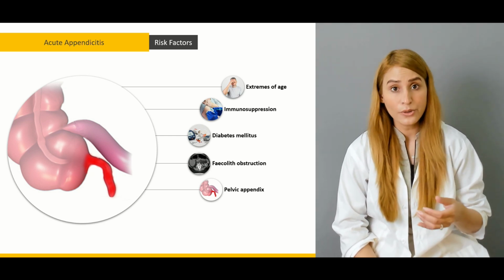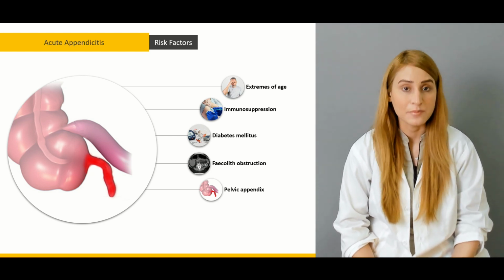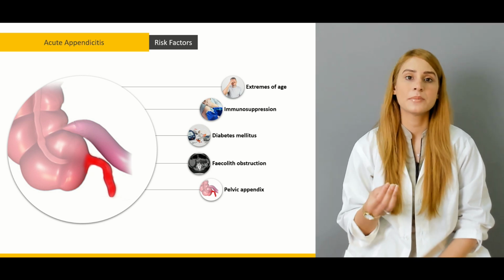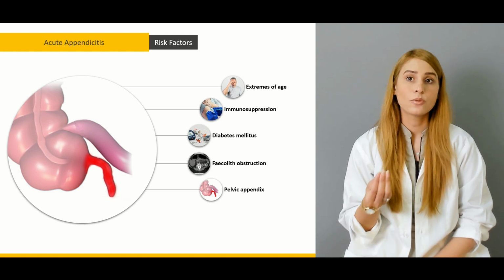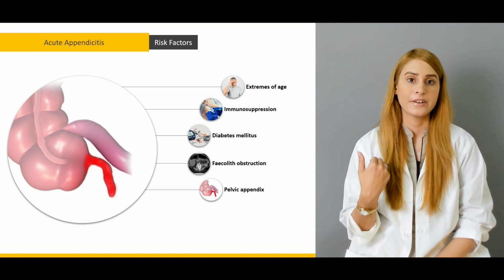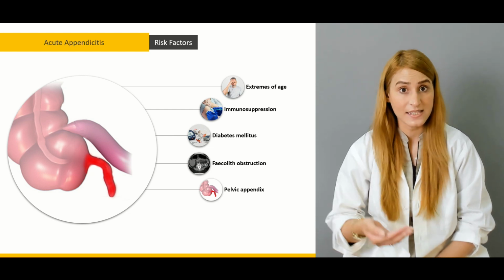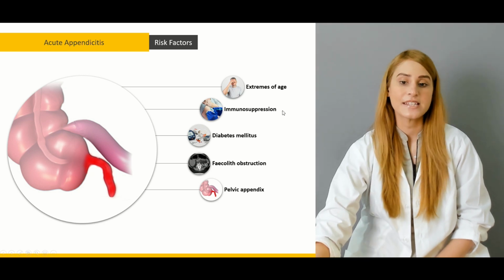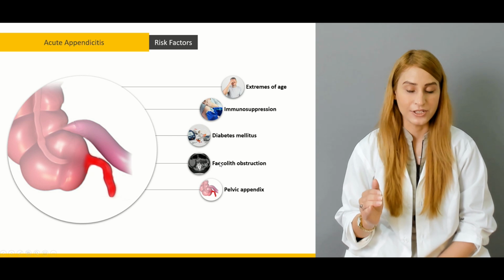Another risk factor for acute appendicitis is diabetes mellitus. Diabetes is the most common entity worldwide. We know that whenever there is uncontrolled diabetes, the higher glycemic index leads to immunosuppression. So you can say that immunosuppression and diabetes are interrelated to each other.